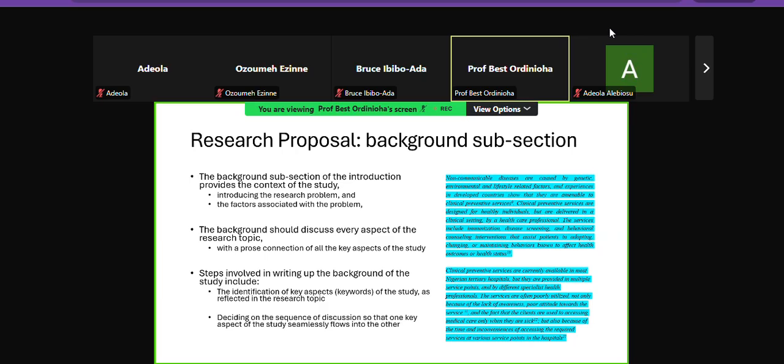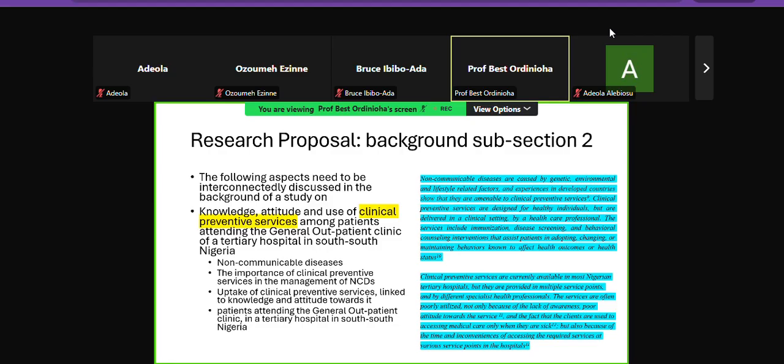Make it captivating. To do that, you have to outline the important aspects of the work, and then decide on the sequence. Because all the key aspects of the research will have to be interwoven. So you make a list and then decide on how to write them.